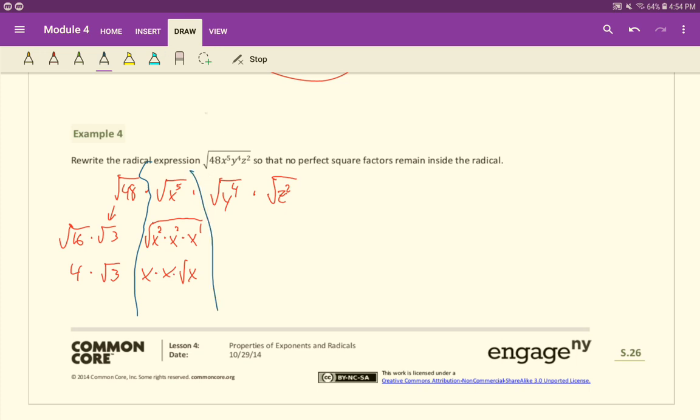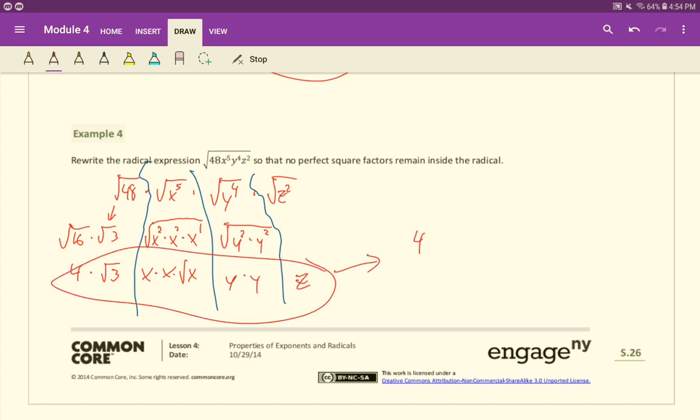Okay, y to the 4th, we can break apart into y squared times y squared. Square root of y squared is just y, and the square root of y squared is also just y. And then finally the square root of z squared simplifies to just z. So we put all these pieces together, and we get 4 x squared, y squared, and the z. Now we're left with the root x and the root 3 here. So it's going to be root 3x, still in the square root, and that is our simplified answer.